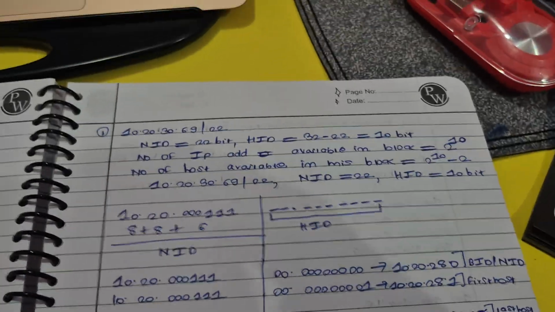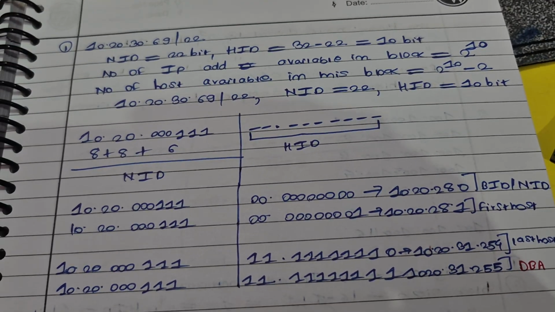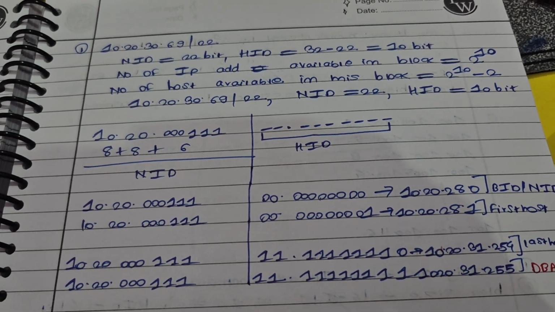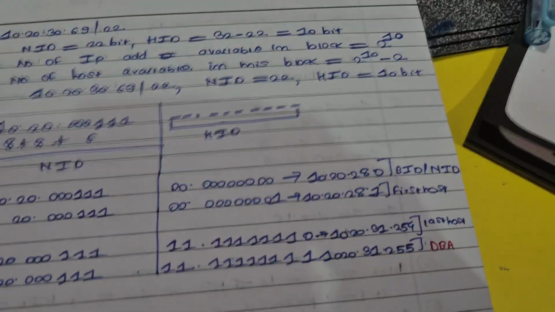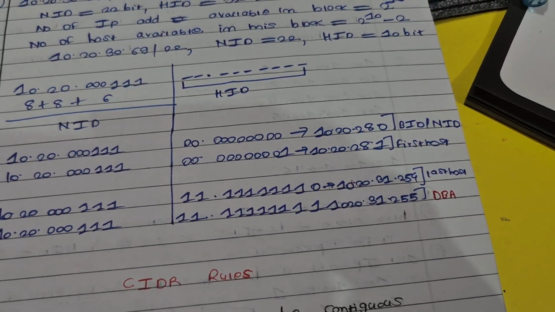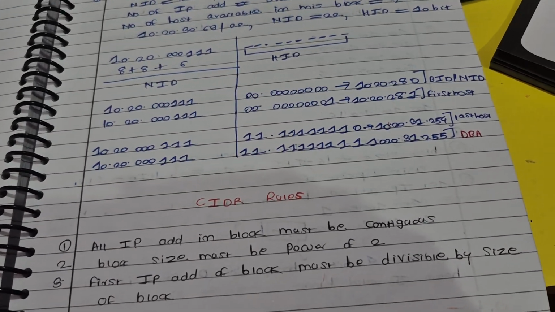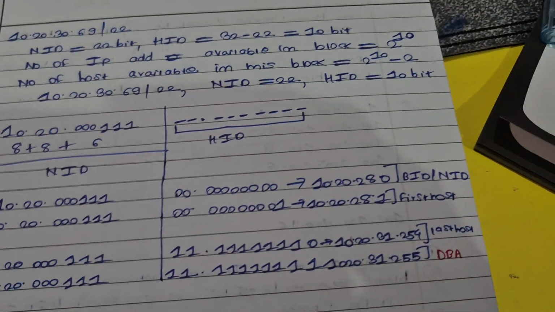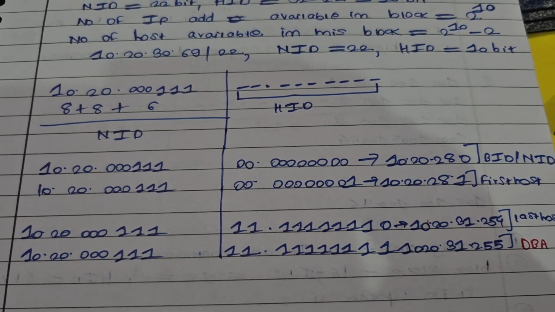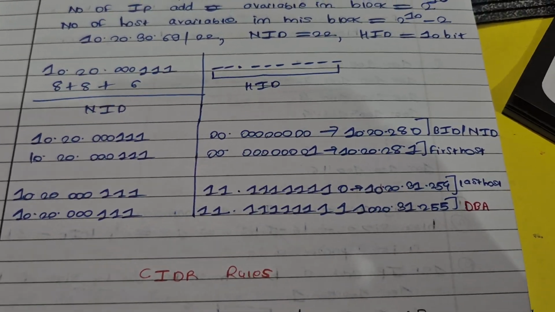Here they have given slash notation, then divided into NID and HID bits, and then you need to find the first number of the first block. Of course we use the HID, not the NID, because the NID is fixed and the HID we can change. So using the HID we can find the first number, second number, third number of the block.